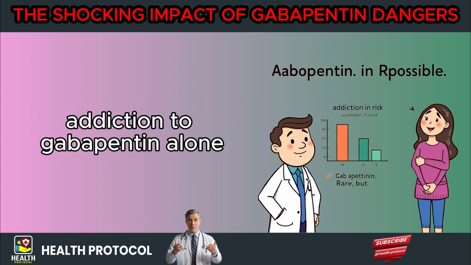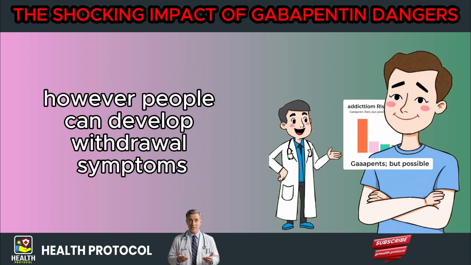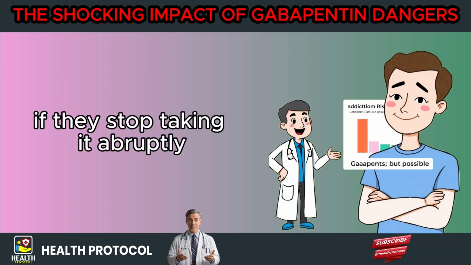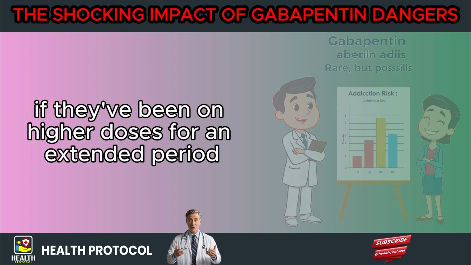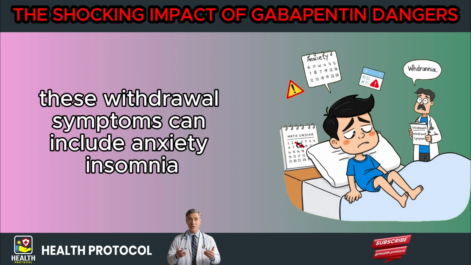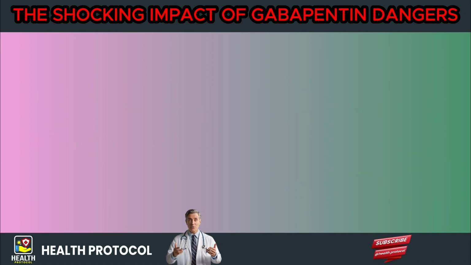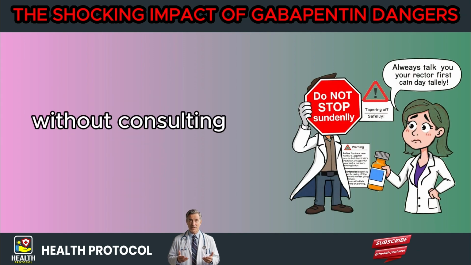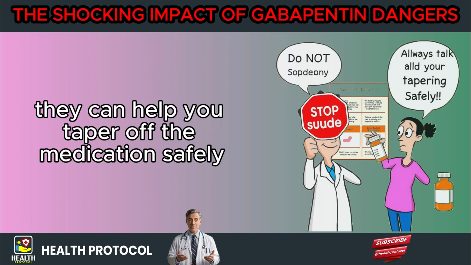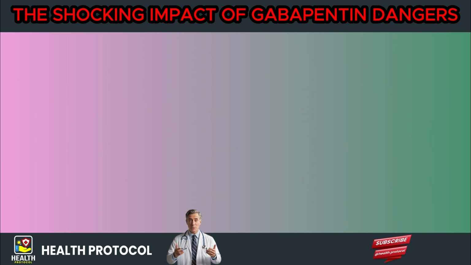Addiction to gabapentin alone is considered relatively rare. However, people can develop withdrawal symptoms if they stop taking it abruptly, especially if they've been on higher doses for an extended period. These withdrawal symptoms can include anxiety, insomnia, nausea, sweating, and even seizures in some cases. Therefore, it's crucial to never stop taking gabapentin suddenly without consulting your doctor. They can help you taper off the medication safely to minimize any potential withdrawal effects.